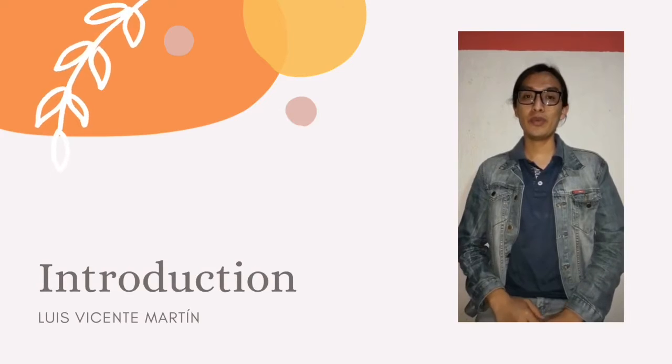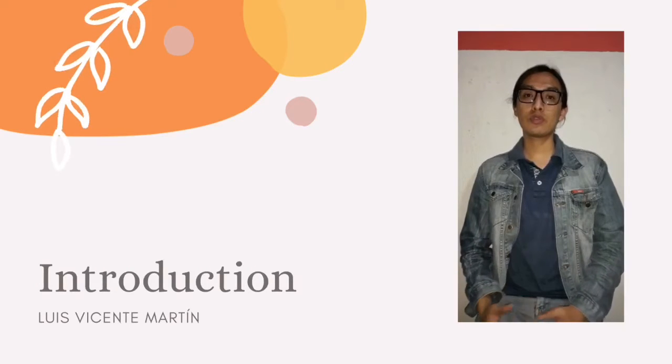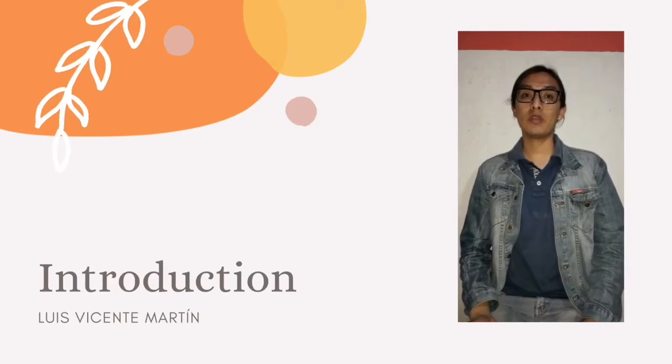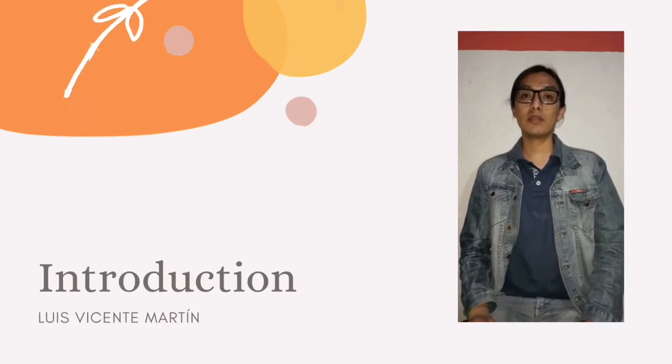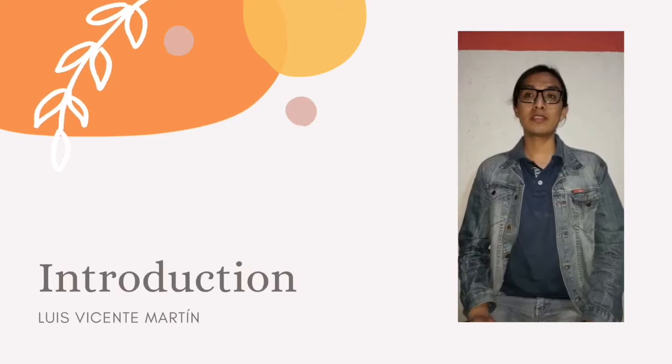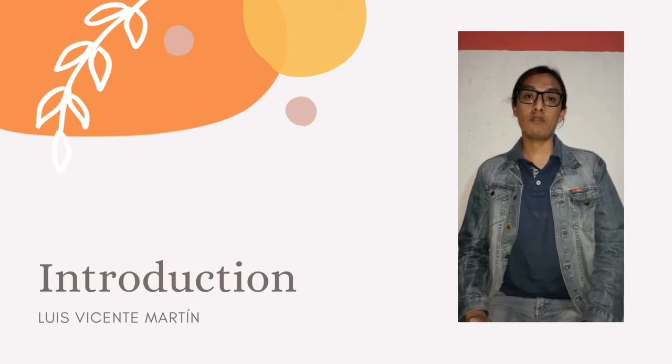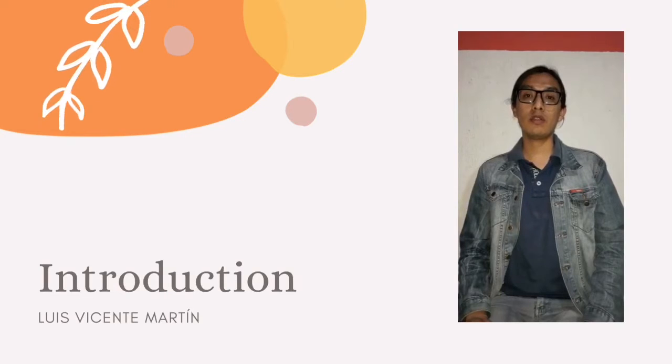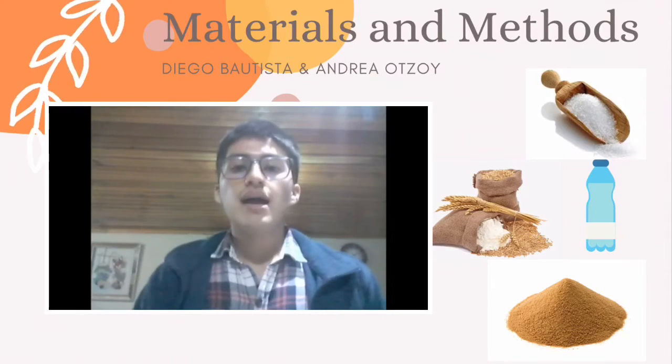Hi everyone, we are group number 12 and we are going to show you the experiment called fermentation of glucose using yeast, which consists of a simple experiment involving the yeast-catalyzed fermentation of sugars, where we are going to obtain ethanol and carbon dioxide as a result. This experiment is easy to carry out, fast, and doesn't require expensive materials.